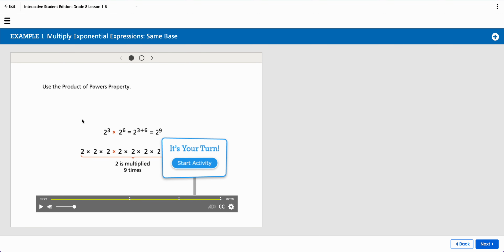Okay, so this is our first property, and the name of the property is product of powers property. What does product mean? Multiply. We're multiplying two powers, and the two powers have the same base, right? 2 is the base here, 2 is the base here. So the two powers have the same base, and when you multiply those two powers, the property says you add the exponents. So when we multiply two powers that have the same base, we add the exponents. That's the rule. Everybody with me?